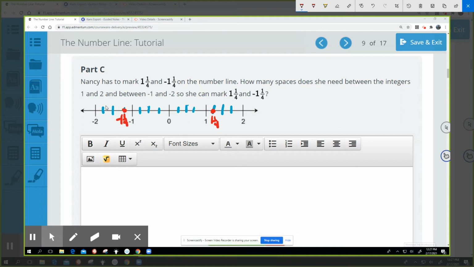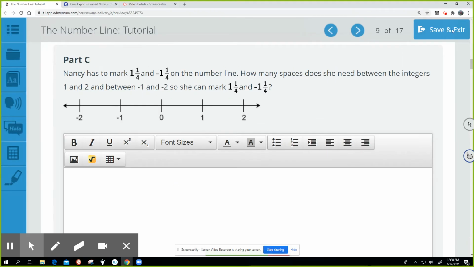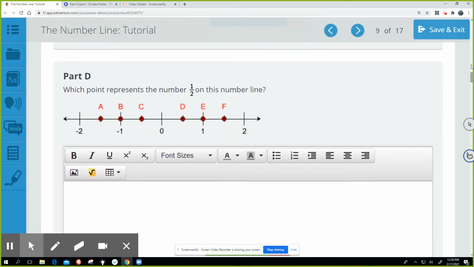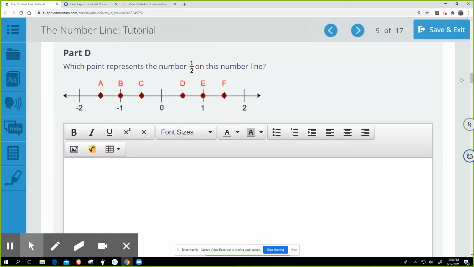Is there anybody that's confused? And we have 4 spaces. And then go ahead and submit once you put the 4 spaces in there. And we'll move to part D. Am I going too fast? Or are we good? We good.